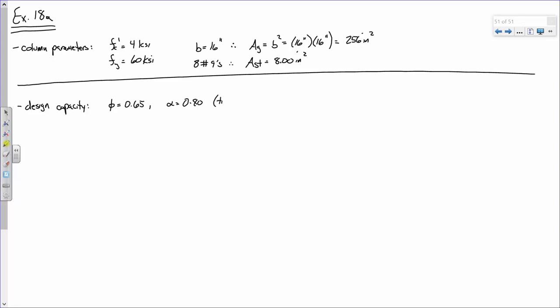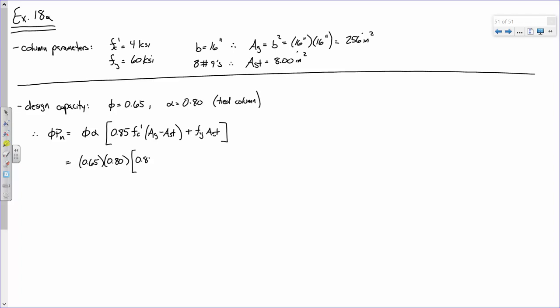And those are because we're dealing with a tied column. Okay, so therefore, phi Pn is phi times alpha times 0.85 f'c times (Ag minus Ast), which is basically just the area of the concrete, because there's the concrete minus the steel, plus fy times the area of the steel. Pretty simple when you think about it. So this is 0.65, 0.8, and then 0.85, 4 ksi, and then we've got 256 minus 8.